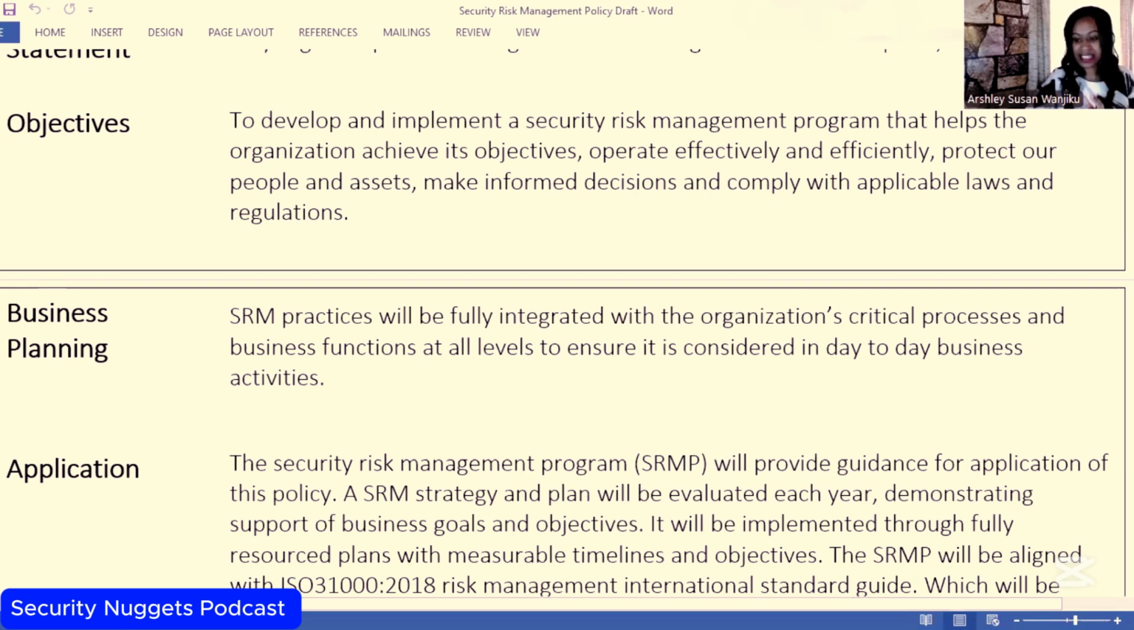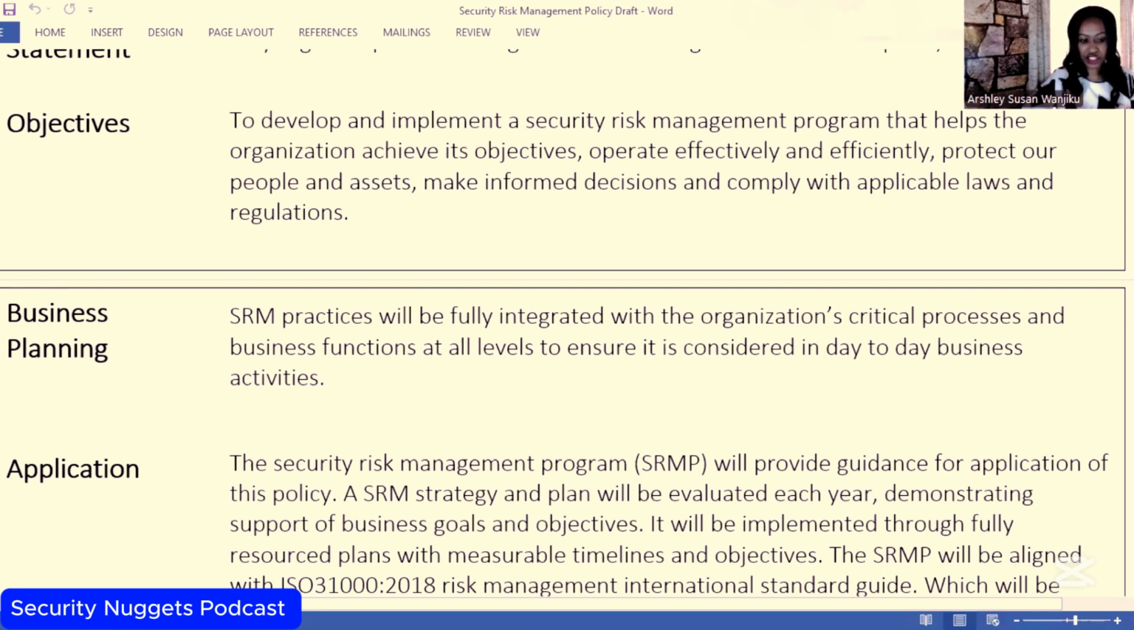Now, once we have highlighted that in the policy, even when it comes down to execution, when you're trickling down to the execution part, you're not going to have resistance from departments or business functions or employees, because already it is every employee's responsibility to make sure that security risk management practices are integrated within their day-to-day activities within the organization, all right? So business planning is already outlined as something that security risk management is going to integrate.